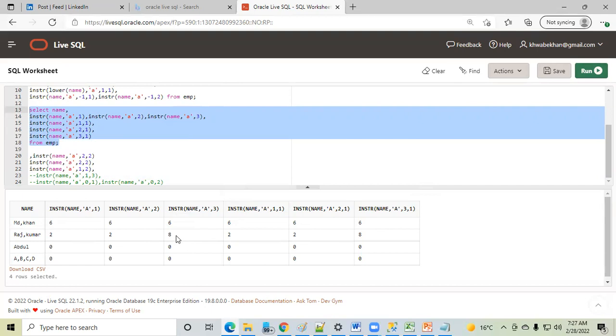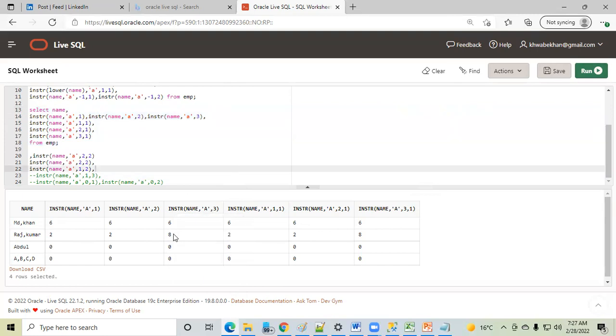Please make a note of this. Here it is showing 8. The moment I changed to A, 3, the output changed. Why has the output changed for Rajkumar, but not for Muhammad Khan? Please concentrate here. When you write comma 3, it starts from the third position. The third position is a comma, and then it searches for the letter A. The letter A is present at this position, and what is this position? This is the 6th position, correct? That's why it is showing 6 here.